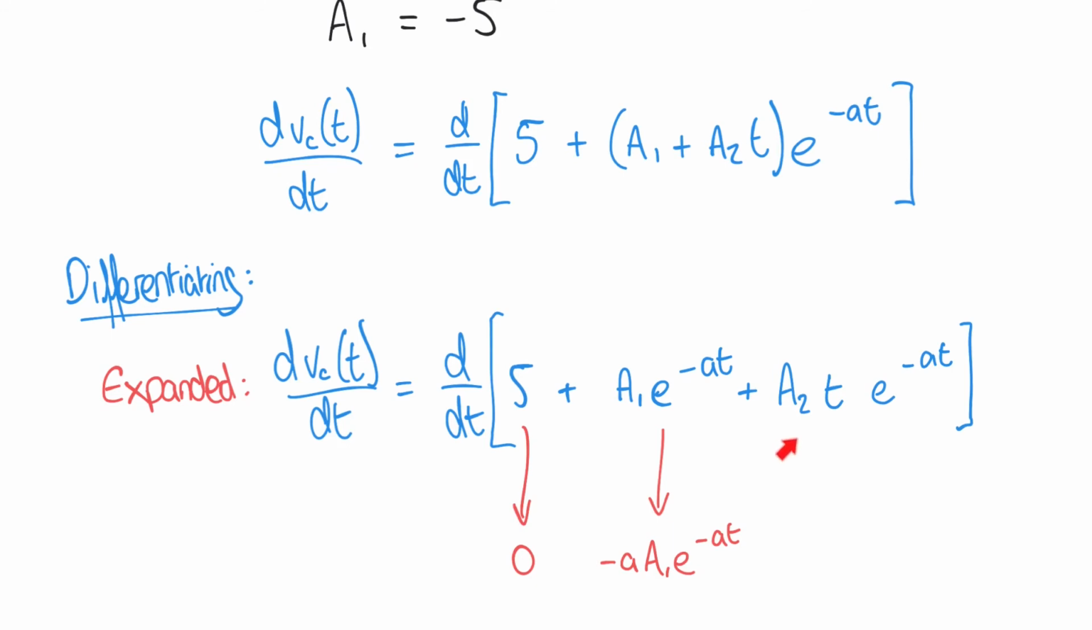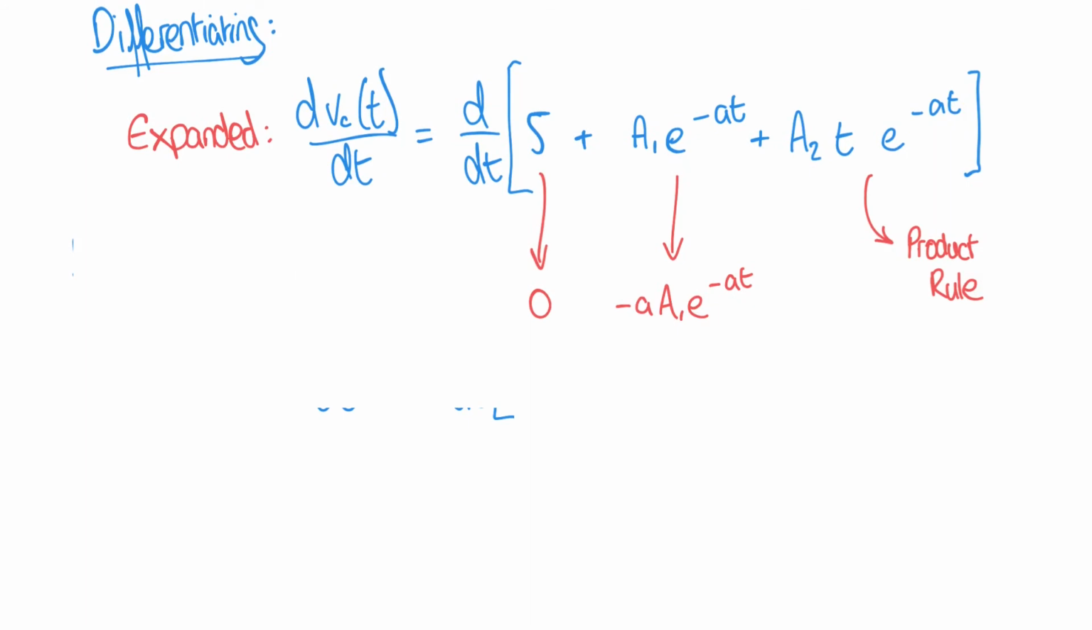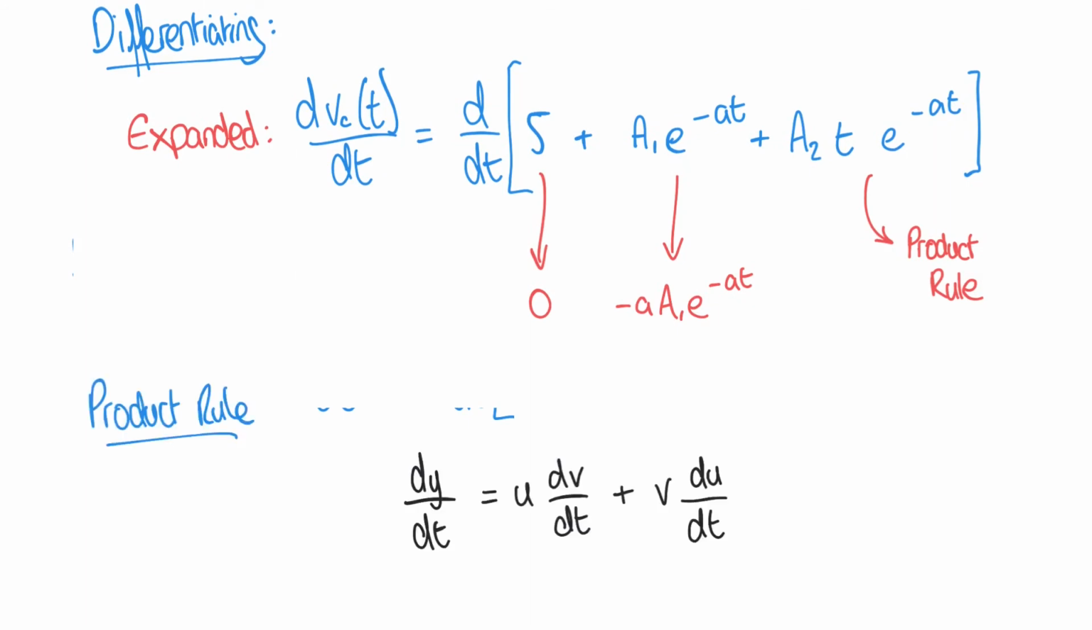The last term, unfortunately, has to be differentiated using the product rule because it's a product of A2 times t times e to the power minus at. It's not just an exponential term in isolation. It's been multiplied by t, which is the variable of the differentiation as well. So what we have to do in this case is use the product rule, which looks something like this. We've got dy by dt equals u dv by dt plus v du by dt. Hopefully you've come across the product rule before, but we're going to go through this particular term very quickly just to make sure that we're all happy.